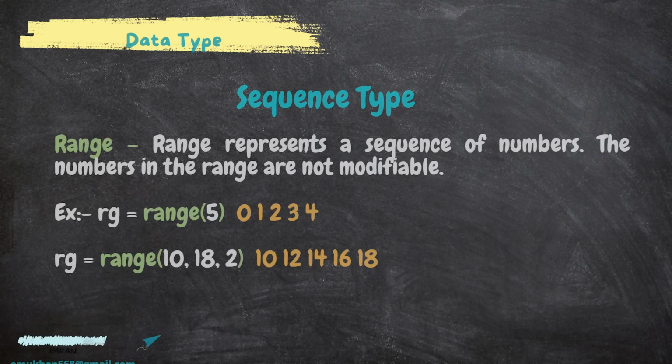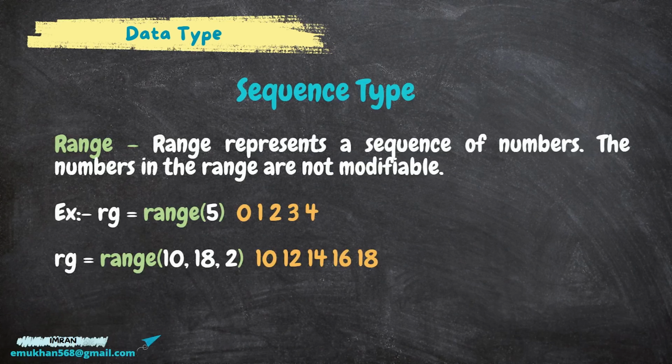Okay, now range, the last thing of sequence type. Range represents a sequence of numbers. The numbers in the range are not modifiable, so you cannot modify it like a list. Like if you have written 5 within the range function, it will give you a range of sequential values 0, 1, 2, 3, 4. Again, the range will start from 0, not from 1. You have to keep in mind, like index.